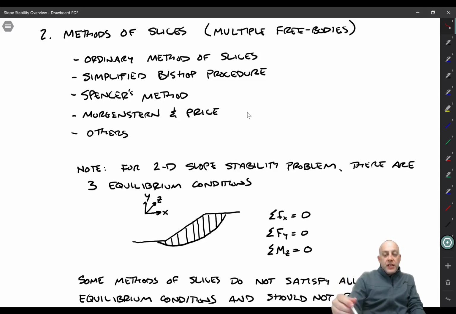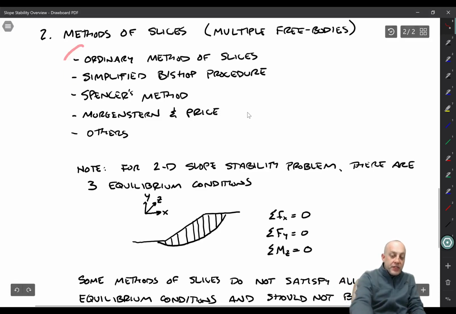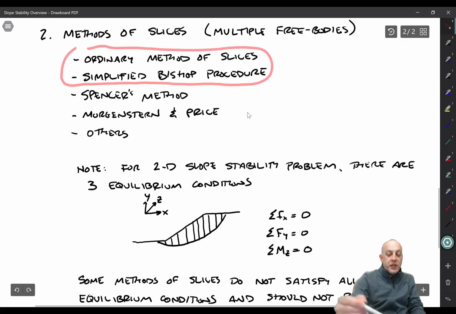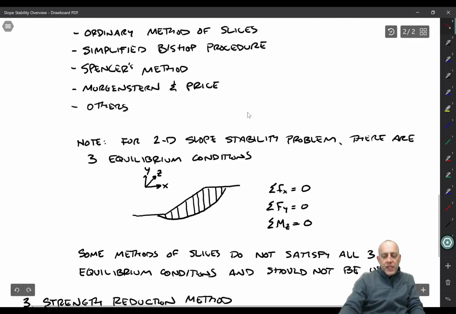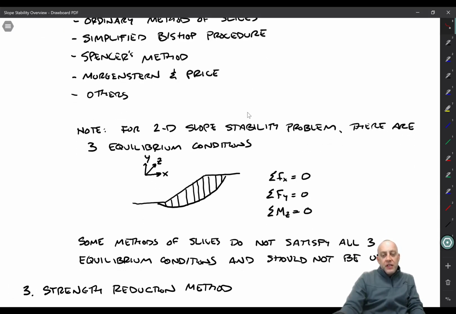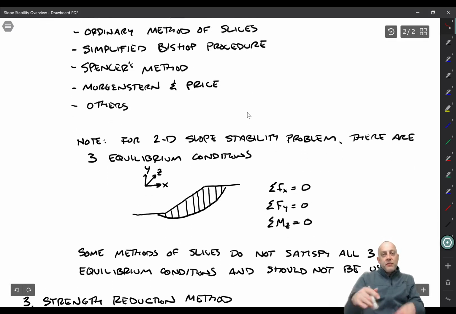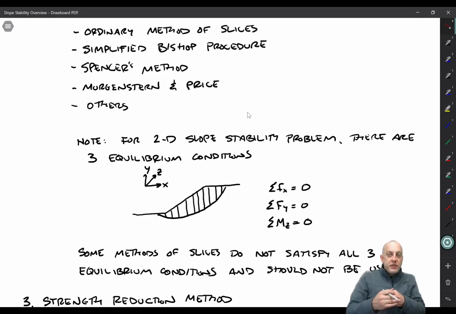One thing you'll find is that not all of these methods satisfy all three equilibrium conditions. In particular, the ordinary method of slices and the Bishop simplified procedure do not satisfy all three equilibrium conditions. So you end up with a solution for factor of safety that's not even in static equilibrium. As a result, you really shouldn't use those methods. They're kind of relics of the past. Now with modern computing power, there's no reason for us to use the ordinary method of slices or the simplified Bishop procedure, maybe outside of a classroom setting where we're trying to study these methods and learn what their assumptions are.